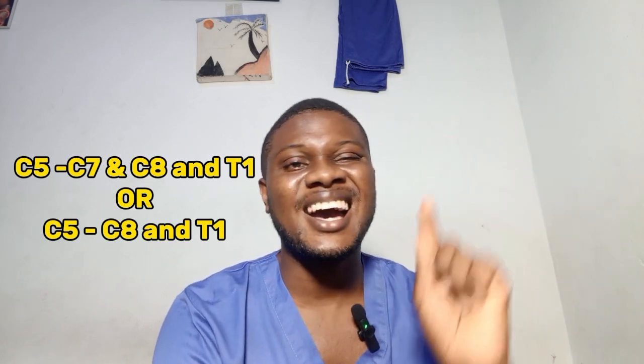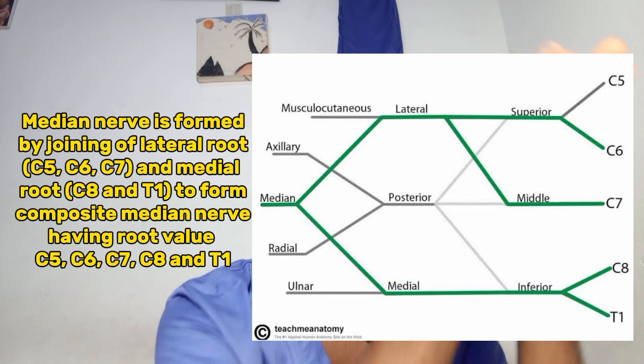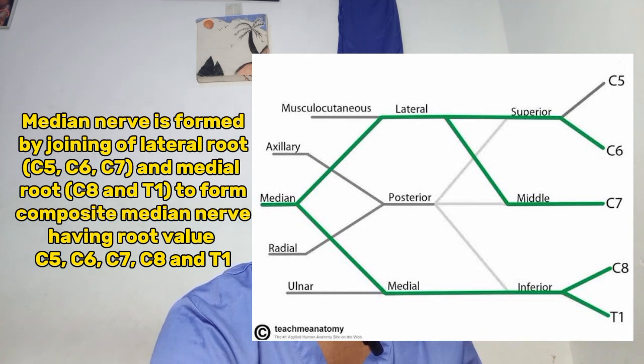C5, I repeat, C5, and towards C7 and C8 to T1. So you can say C5 to C8 and T1. The reason why I separated it the other way was because one is coming from the medial and one is coming from the lateral. That is the reason why I separated it into C5 to C7 and C8 and T1.